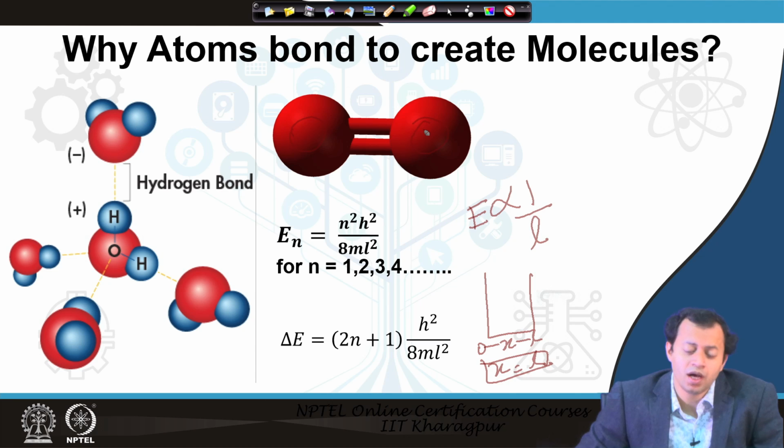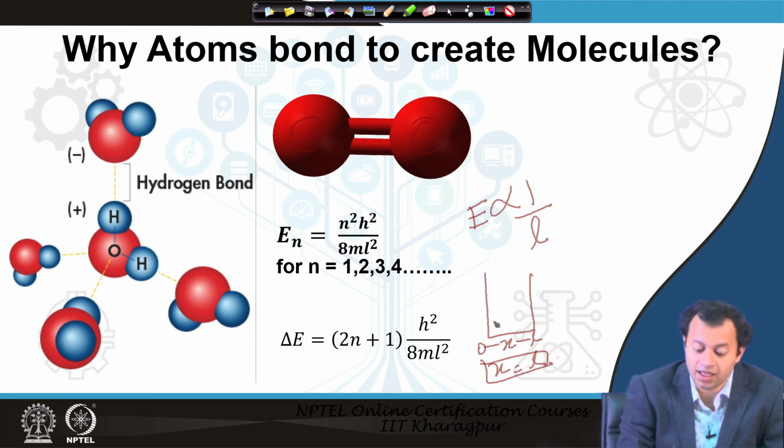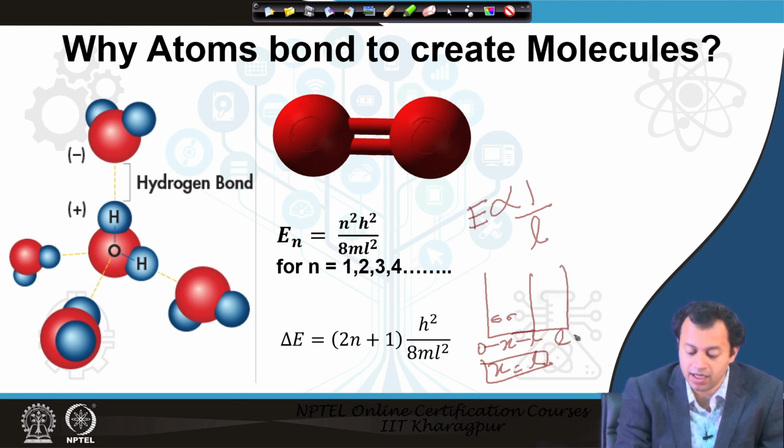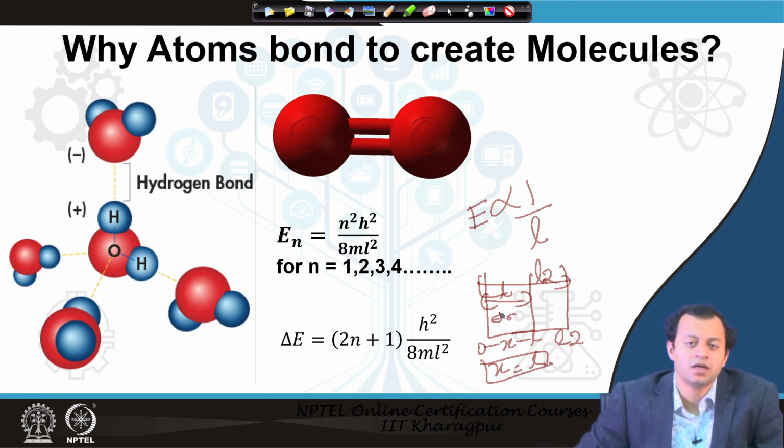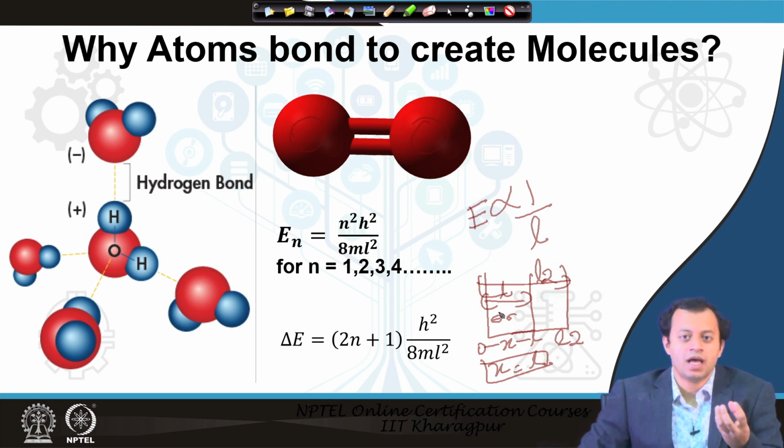So, overall the length increases, right. The overall length in which the electron can find itself increases. It is now L2, previously it was L, and so on and so forth. So, if the length increases, energy decreases. Now, you must know that this is the property of nature.